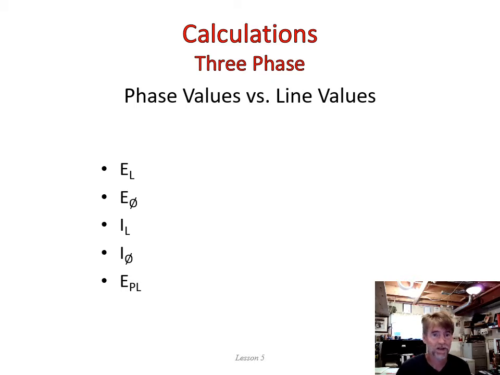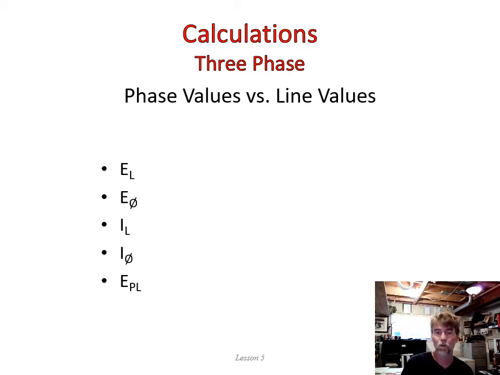Then there's this thing called phase versus line, and that's what the subscripts are on these notations. So E subscript L means what is the voltage in the line. The next one is E subscript, and I forget the name of this particular symbol off the top of my head, but it represents the phase. So we're going to be calculating voltages on the line, and voltages on the phase. In just a moment, I'm going to talk about what that means. Then there's going to be the current in the line and the current in the phase.